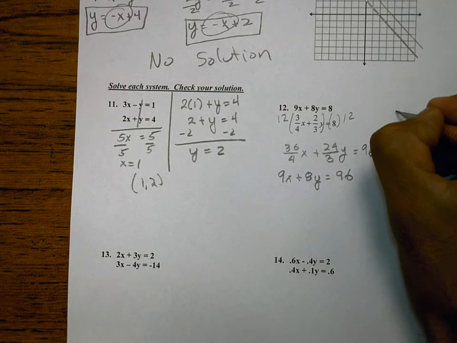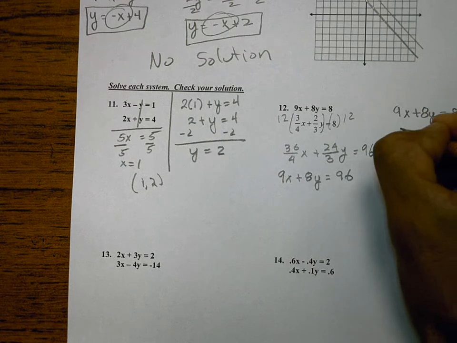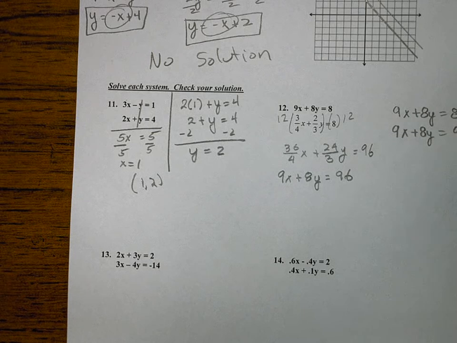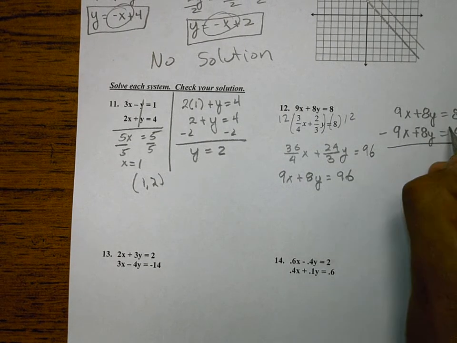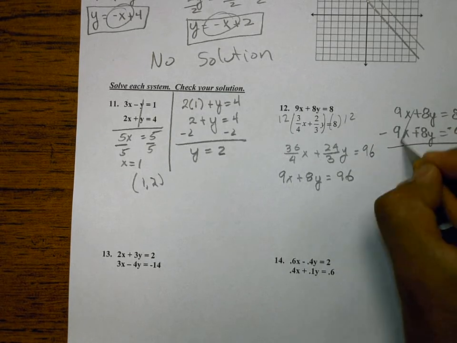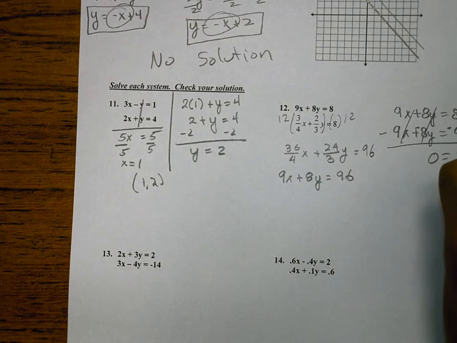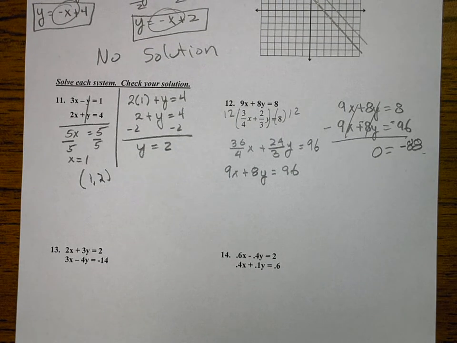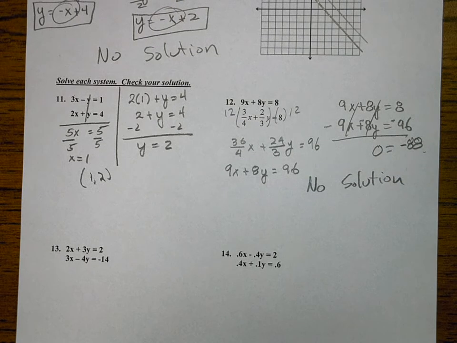Okay. So I'm going to go ahead and put these on top of each other. And I'm going to use elimination again. So I'm just going to multiply this one by negative 1. I can just do that right here by making everything negative, and I cross out, I get 0. Okay. And then when I look at this, I get negative 88, and it doesn't really matter what I get because I have a false statement. I don't have the same thing, so this is also no solution. No solution.